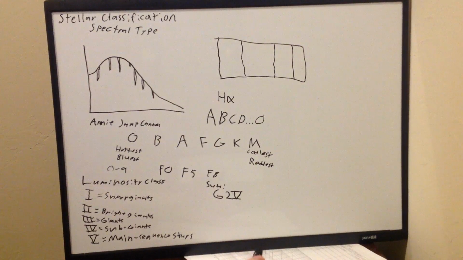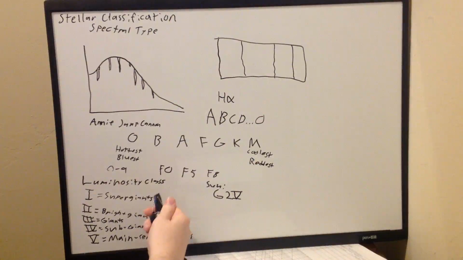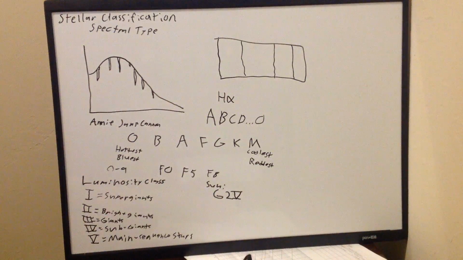But there's another element to the spectral type classification system that I believe Annie Jump Cannon did not come up with, someone else did, called the luminosity class. Now, luminosity class roughly just means how luminous the star is, how much light it is giving off. But that's kind of an oversimplification.